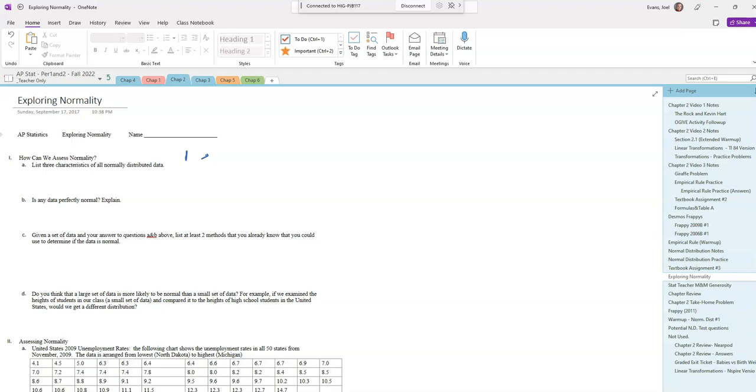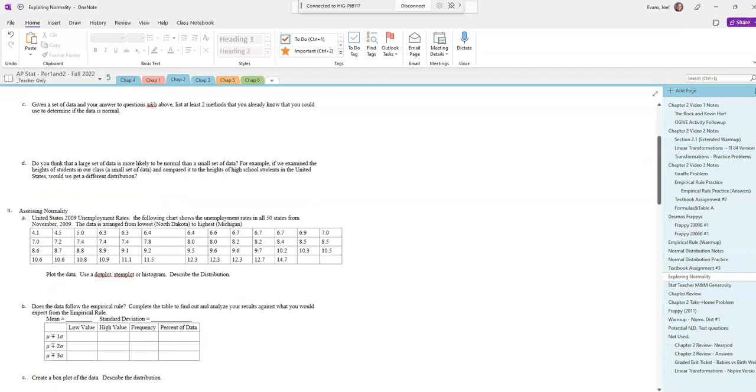Part D, do you think a large set of data is more likely to appear normal than a small set? Yes, absolutely. If you have a small set of data, you could get a dot plot that just doesn't have a lot of dots on it. It would not appear to be symmetric or a bell curve. Whereas if you get a large set of data, much more likely to appear normal. So yeah, larger the better in that case, definitely.